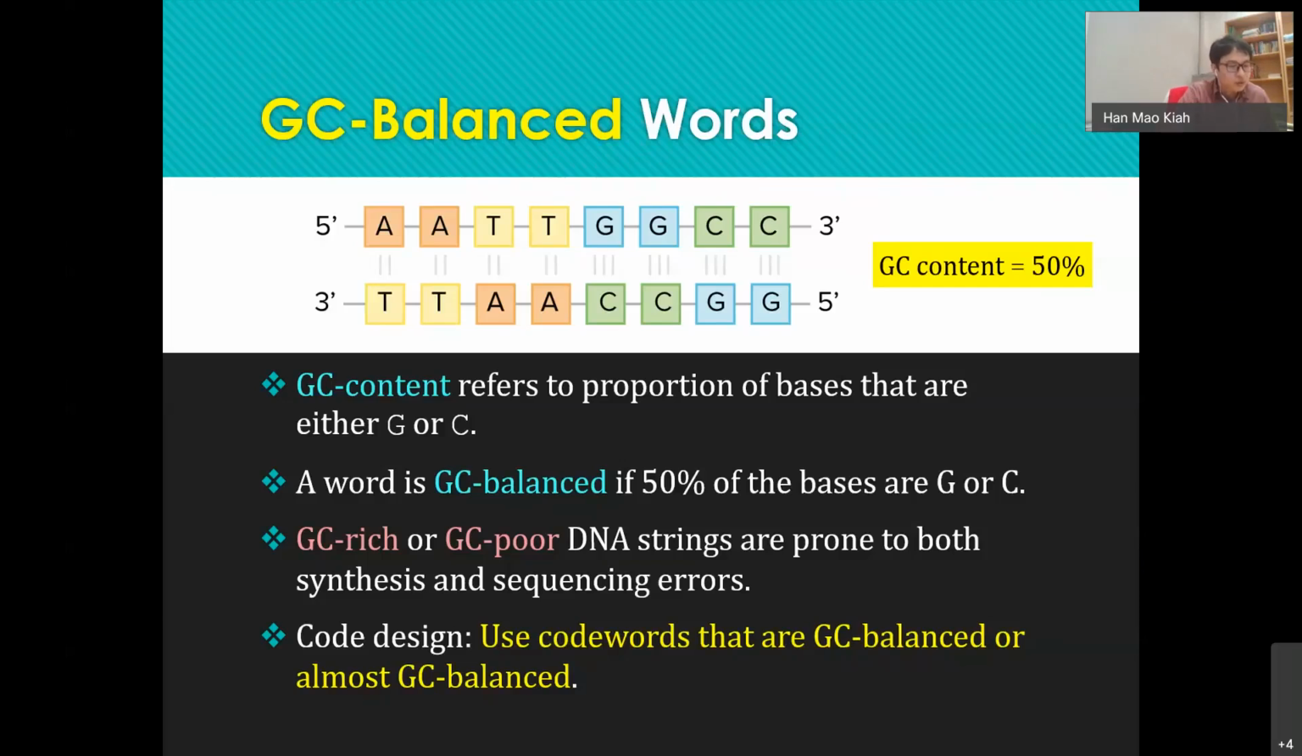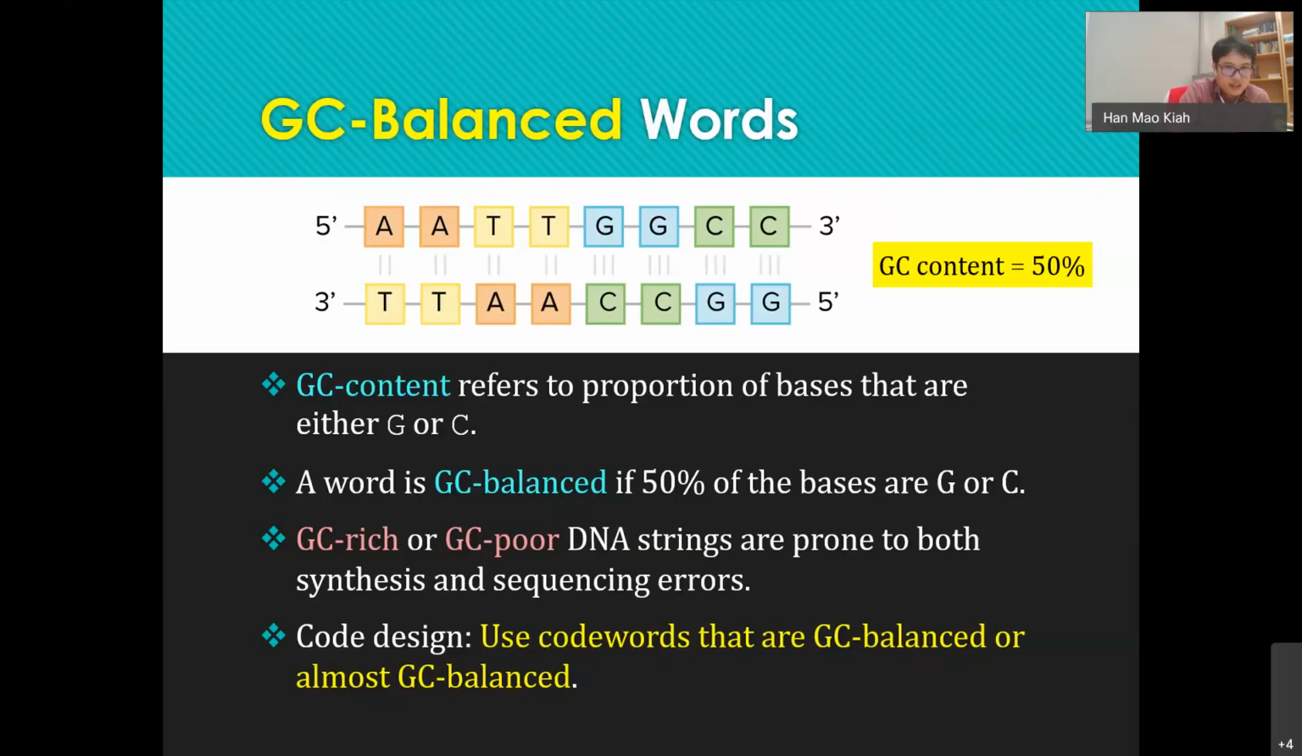DNA strands are made of four nucleotide bases, A, T, C, and G. And not just this, the Watson-Crick pairing states that DNA sequences occur in pairs. So A is always bonded with T, and C is always bonded with G. Moreover, the bond between A and T is very different from the bond between G and C. Hence, we see that many chemical properties depend on the number of G and C in the sequence itself. So formally, we're going to call this proportion the GC content. And the word is GC balanced if 50% of the bases are G or C.